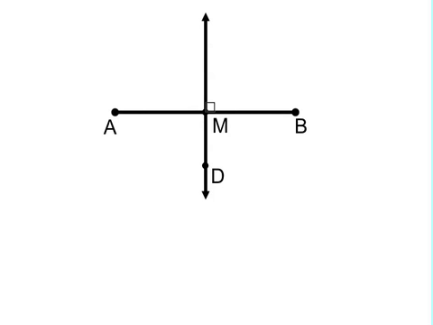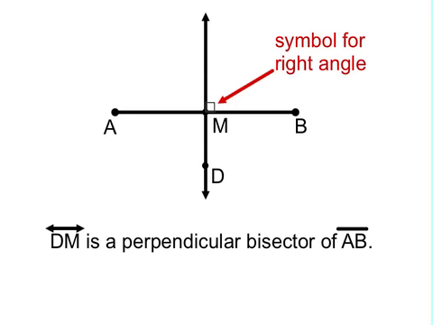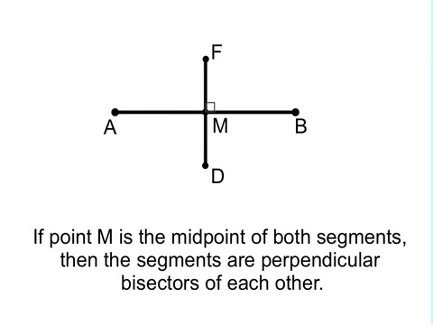And now, for clarity, we removed the line, the ray, and the other segment, and we have a new line, line DM, and you'll notice the little symbol, and that's the symbol for right angle. Perhaps you've seen that symbol before. So this is a special case. Not only does the line DM bisect segment AB, we say that line DM is a perpendicular bisector of segment AB. And now we have that segment DF is a perpendicular bisector of AB, and if M is the midpoint of both segments, then the segments are perpendicular bisectors of each other.